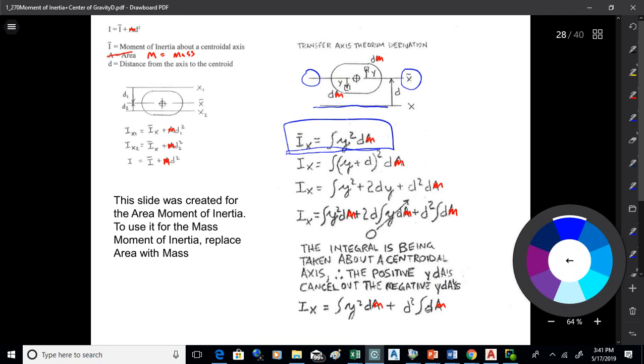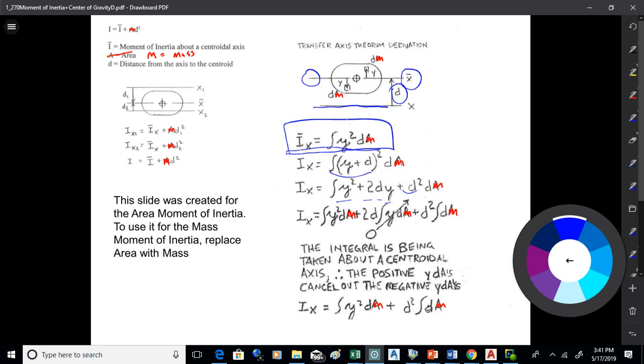If I set an offset axis a distance of d away, each one of those y's is going to become a y plus d. So instead of y squared dm, I'm going to get y plus d squared dm. So I'm going to have to expand that. That's a quadratic. So I'm going to get y squared plus 2 times d times y. That's not a calculus dy, that's a d times a y, plus d squared dm.